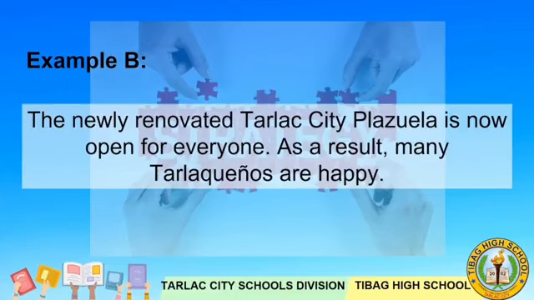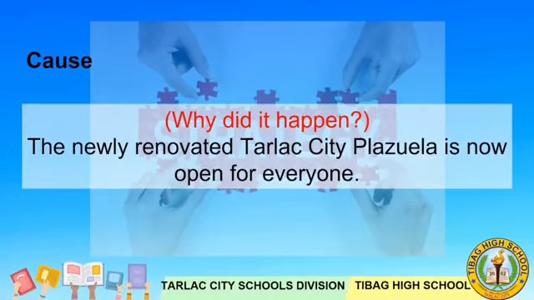Let us check example B. The newly renovated Tarlac City Plazuela is now open for everyone. As a result, many Tarlaceños are happy. Let us go back to the strategy number 1. In order for us to know the cause in the statement, we have to answer the question, why did it happen? So, in the example B, the answer is the newly renovated Tarlac City Plazuela is now open for everyone, and that is the cause that we can determine in the sentence.